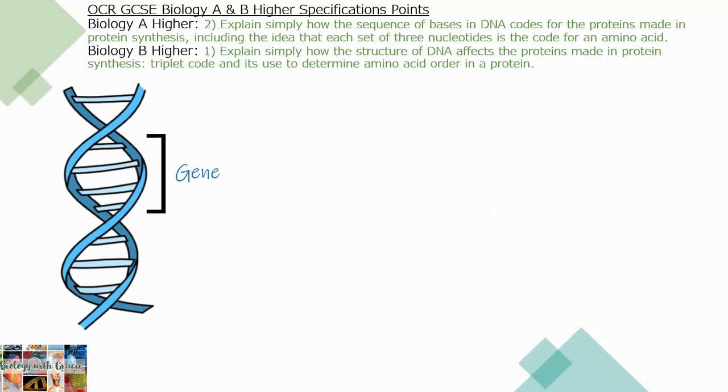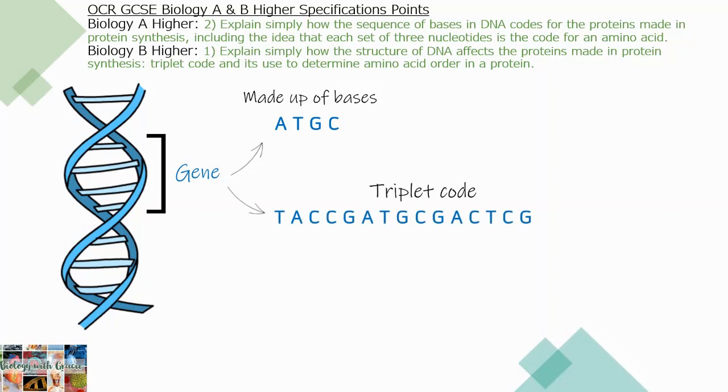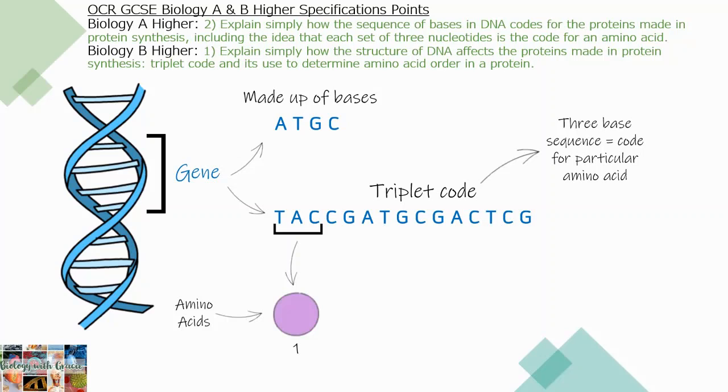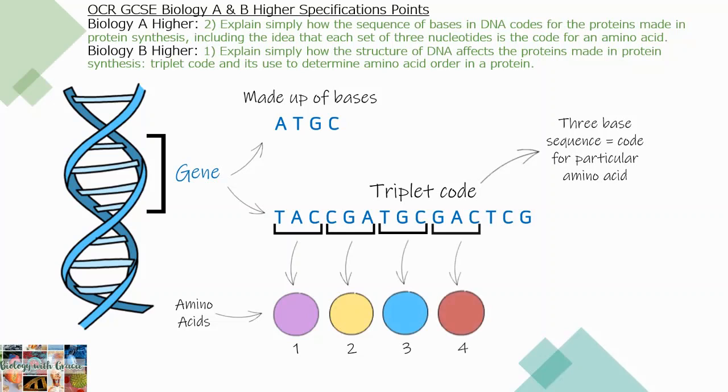Here we have our DNA molecule, and we've got a section highlighted which is known as a gene. A section of DNA is a gene. And a gene is made up of bases, and these bases are A, T, G and C within DNA. And the code that determines the amino acid sequence is known as the triplet code. So what this means is that for every 3 base sequence, a specific amino acid is coded for. So for example, we've got TAC here, and that codes for the first amino acid. CGA codes for another amino acid, TGC for another, and so on.